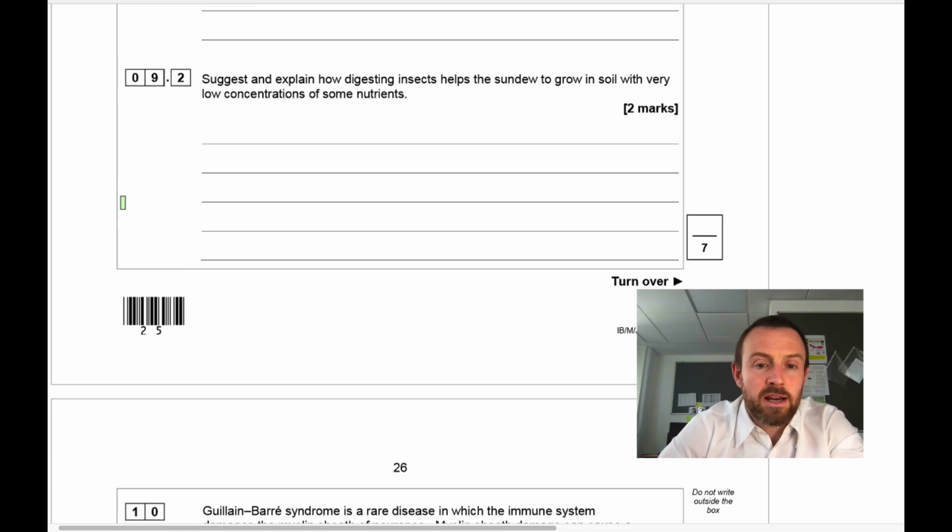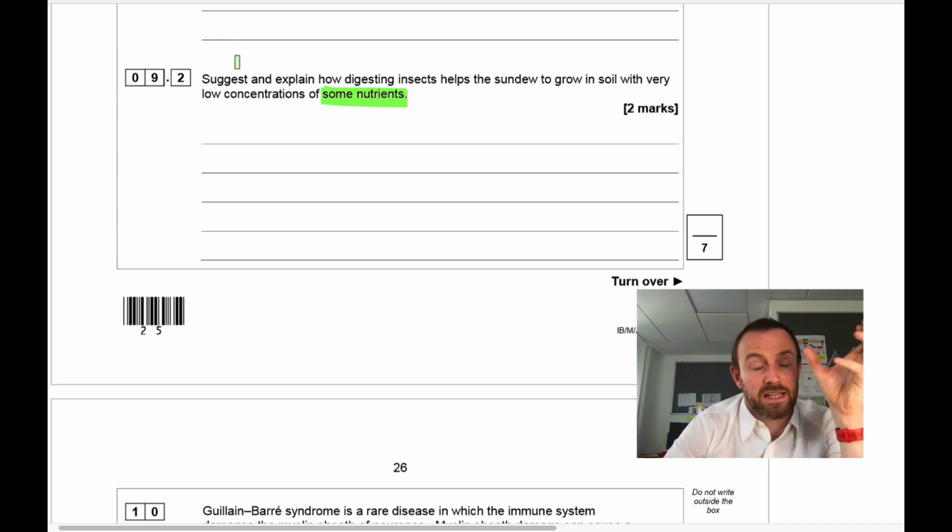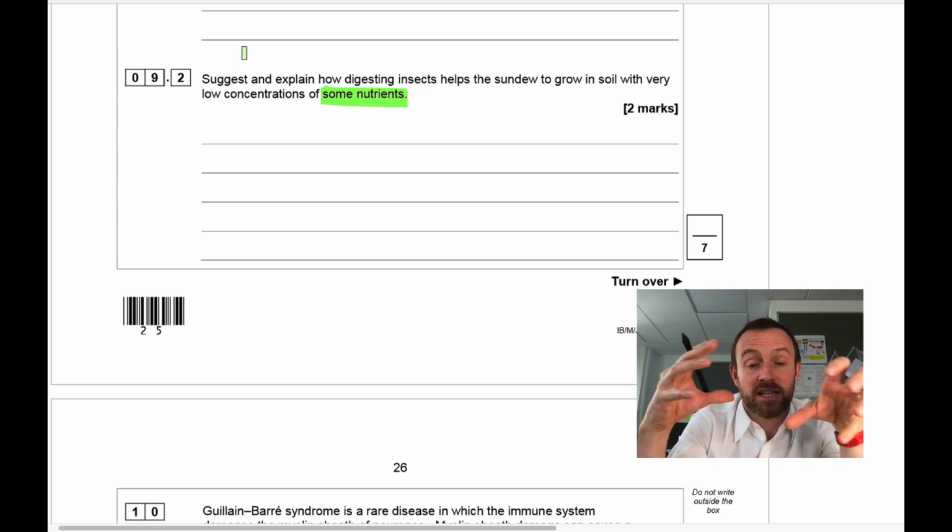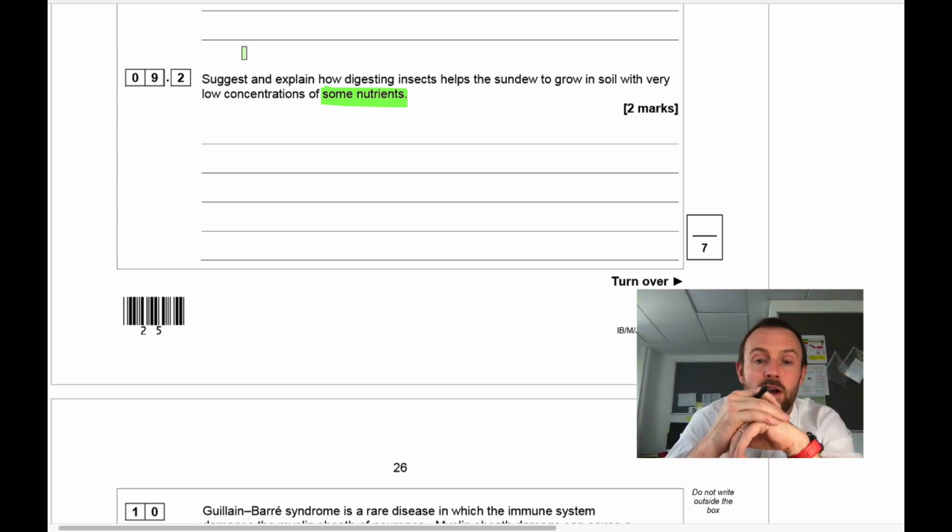Okay, suggest and explain how digesting insects help the sundew to grow in soil with very low concentrations of some nutrients. I think we're mainly going to be talking about nitrates. So sundew grows in soil lacking in nitrates. Insects' bodies contain nitrates in the proteins. So when the sundew traps the insect and digests it, it breaks the proteins down into amino acids. Those amino acids can be further broken down to provide a source of nitrogen, or to provide amino acids for growth.